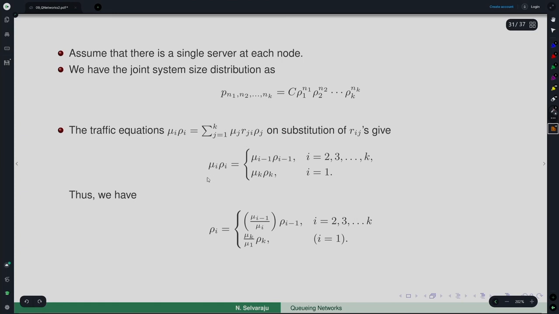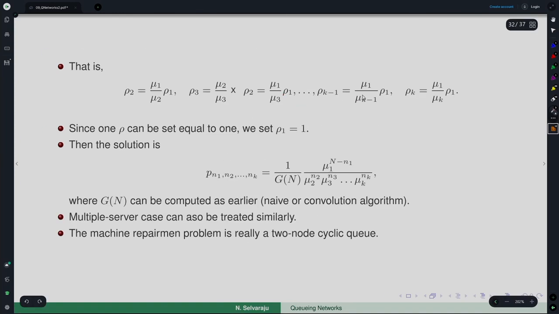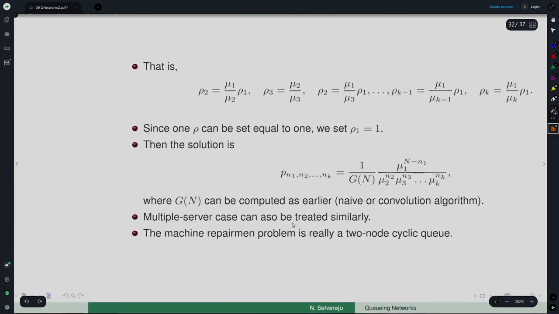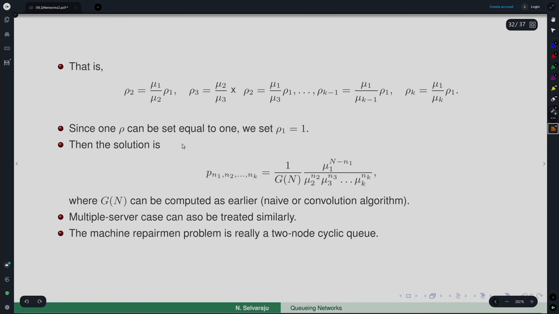So, this mu I rho I, if we just put, because there is only one value which is 1 out of all these, that means that the corresponding entry only will be there. So this becomes this, that means my rho I is equal to mu I minus 1 by mu I times rho I minus 1, or mu k by mu 1 in case of I equal to 1. That is what you will get as this rho I. Now, once I know the rho I's, I can put them here. This is written in expanded form, that means rho 2 is mu 1 by mu 2 times rho 1, and rho 3 is mu 2 by mu 3 times rho 2 actually. So this is a product.